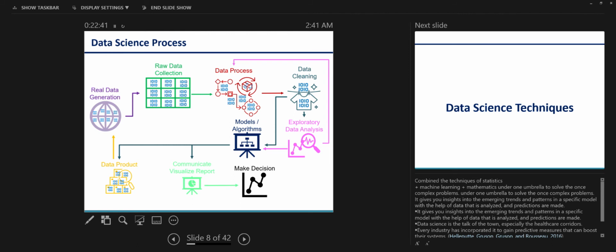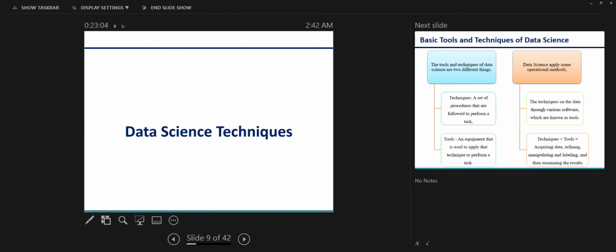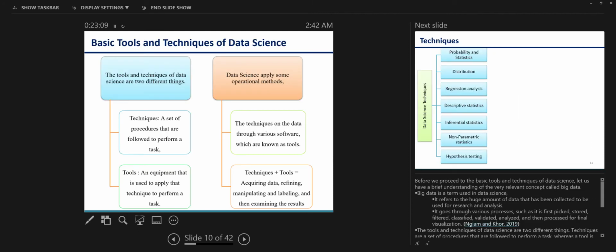Thank you. I hope that if you were still confused about this, I was just talking about the basics of data science: where data comes from and how to process the data. Now we're going to move on to data science techniques, what techniques we can use for analysis purposes. Next we talk about data analysis, but before that, the basic tools and techniques of data science.